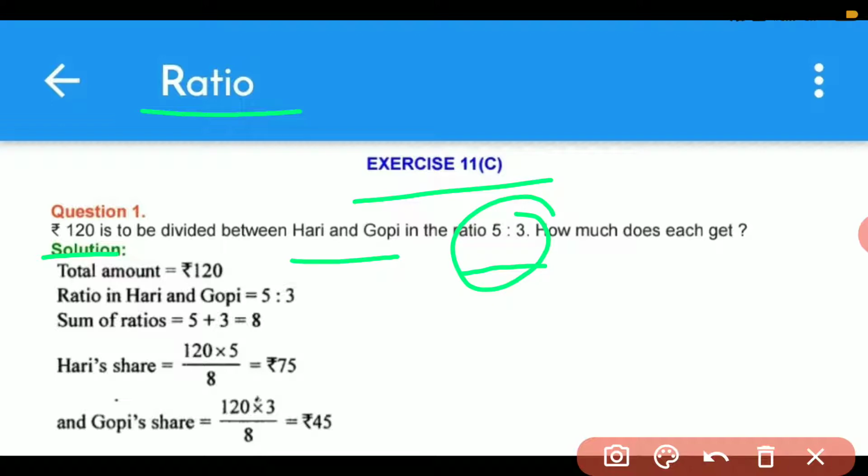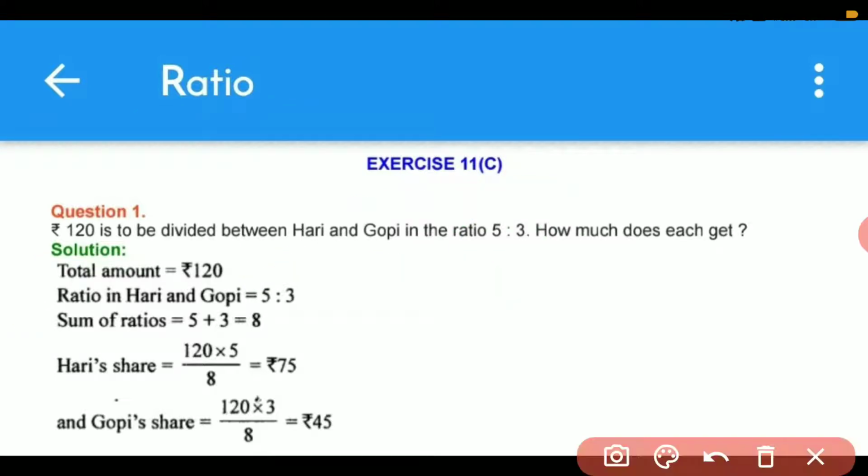For example, here the total amount given to us is rupees 120, right? And the ratio given to us is 5:3. First thing, you are supposed to find the sum of the ratio. You need to add these two, like here 5 plus 3 equals 8. Then the next step is to take out Hari's share. To take out Hari's share, we do 120 multiplied by 5 upon 8.